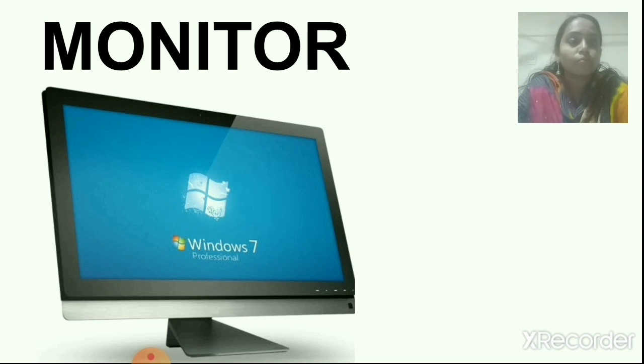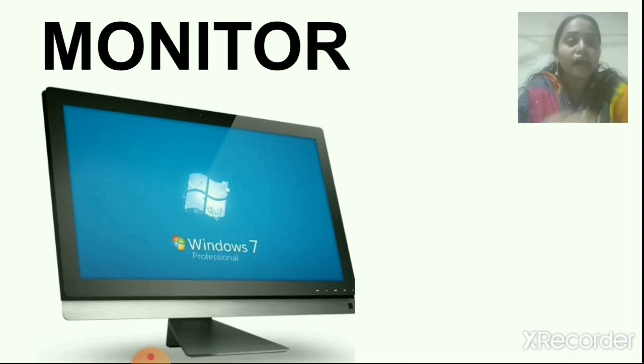Okay, so on the monitor we get the result. On the monitor we get whatever we want, whatever answer we expect from the computer. So the monitor is an output device. We call this device an output device. Okay, so we get the output on the monitor. So three functions of a computer are input, processing and output.